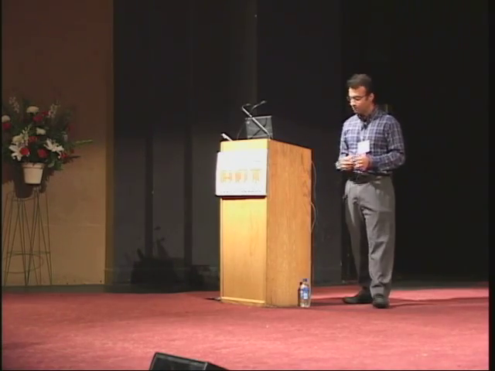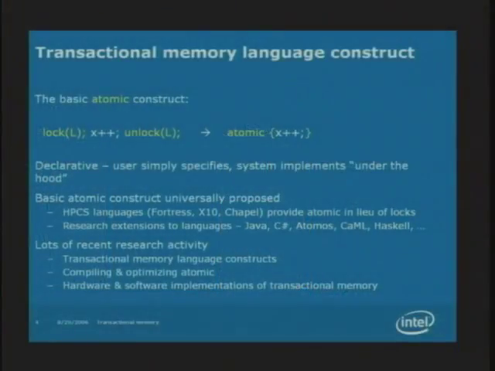Now, the best way to provide such an abstraction to the programmer is to provide extensions to the language, to provide new constructs in the language. Let me illustrate this with an example. On the left-hand side, the programmer has written a piece of code that increments a shared variable x. So x is a global variable, and it's being accessed by multiple threads. And the programmer wants to increment that variable in a thread-safe way.